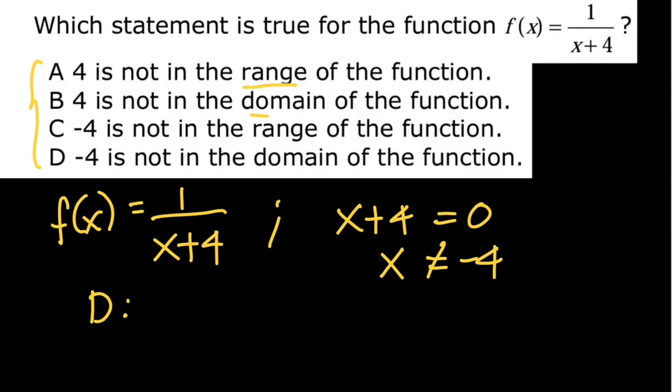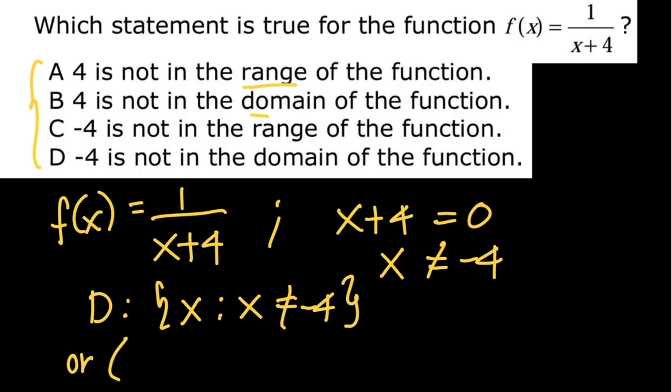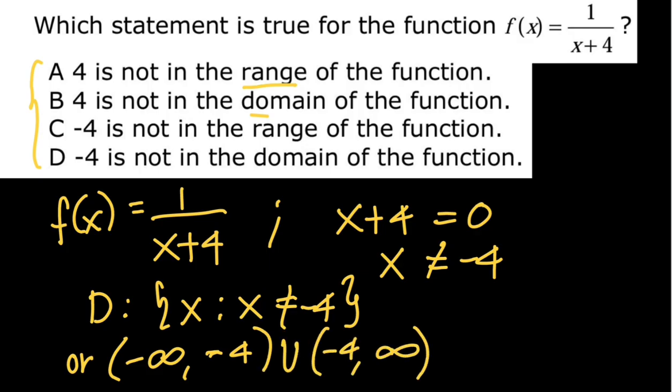Therefore, the domain is just equal to x such that x is not equal to negative 4. So all real numbers except negative 4. Or we can write this in interval notation, from negative infinity to negative 4, where negative 4 is not included, union negative 4 to positive infinity.